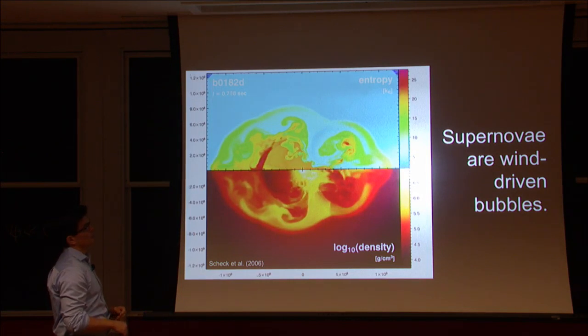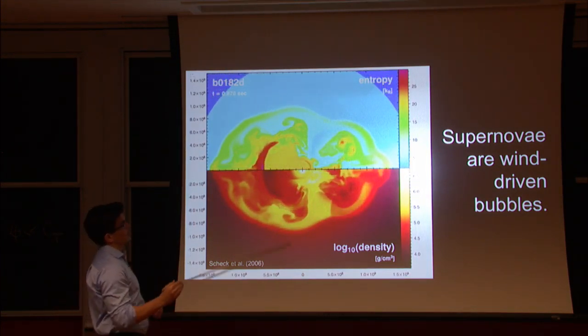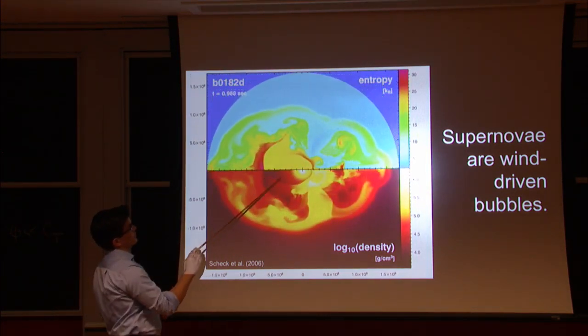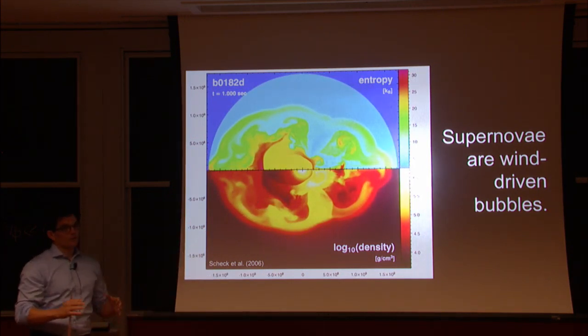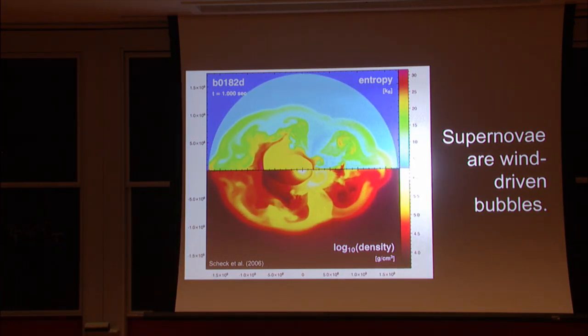And it's just, again, to show you that this is a wind-driven phenomenon. So there you can see the wind-driven bubble emerging from the neutron star and pushing on the classic reverse shock, forward shock, contact discontinuity structure. That's how supernovae happen.